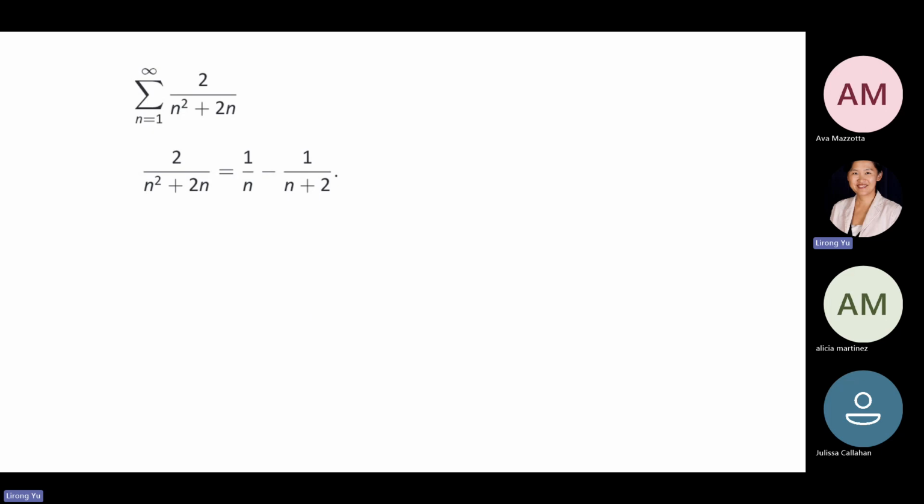Right? That kind of method allows us to find the a, find the b. Because 2 equals a times n plus 2 plus b times n, right? If n equals 0, we have 2 equals 2 times a, so a equals 1. And when n equals negative 2, we have b times negative 2, so that b equals negative 1. Right? That's the process.